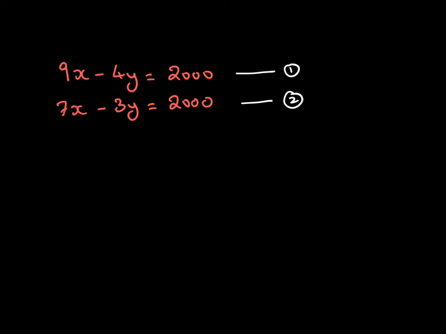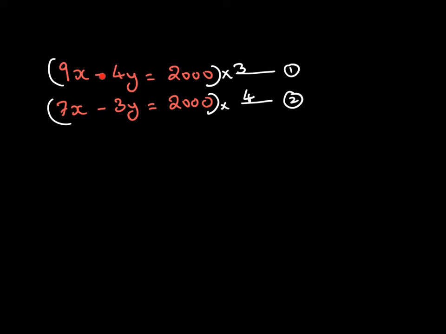Now, in order to eliminate the variable y, the coefficients of y in both the equations have to be the same. In this case, as of now, they are not the same. So we have to make them the same. How will we do that? We will multiply the first equation with the coefficient of y of the second equation, which is 3. And we will multiply the second equation with the coefficient of y of the first equation, which is 4. So in this way, the coefficients will become the same.